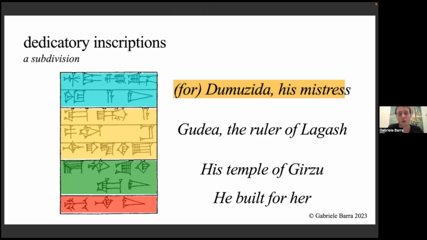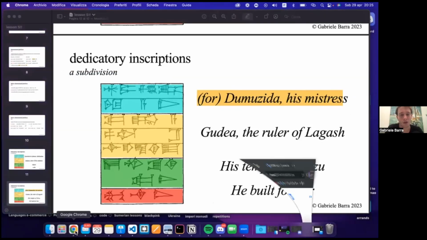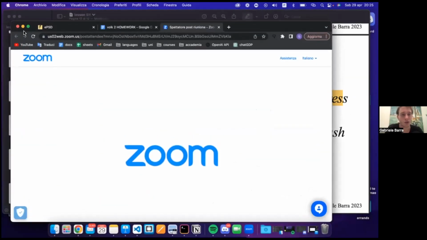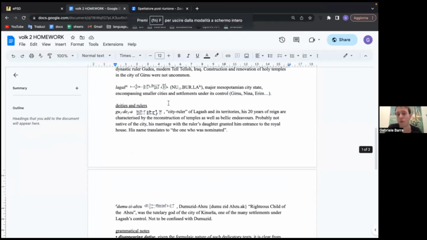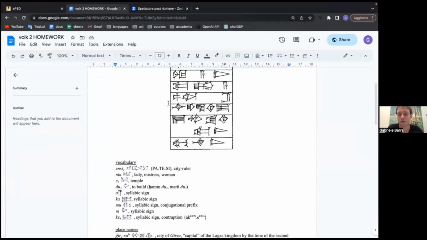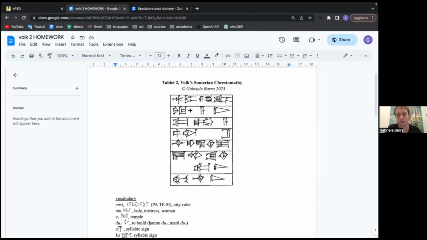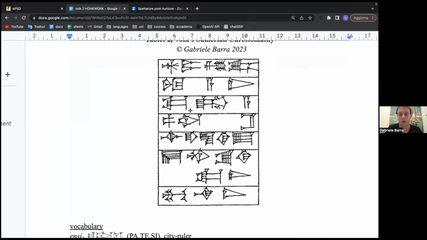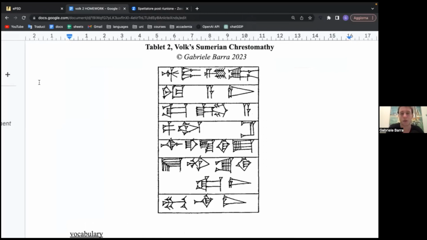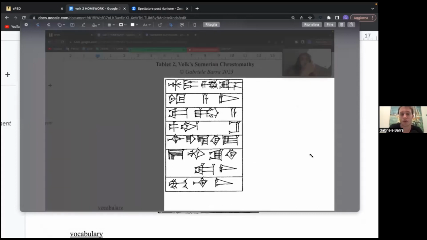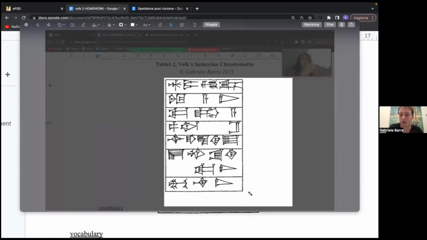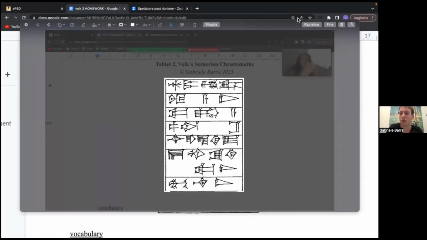So without further ado, I would open the tablet. And maybe we can work through it together. What do you guys think? We could do something like this. I can probably screenshot it, put it on my desktop so we can work with the cuneiform as well as with the text at the same time, like we do in the reading classes.